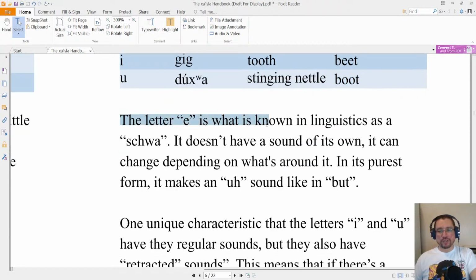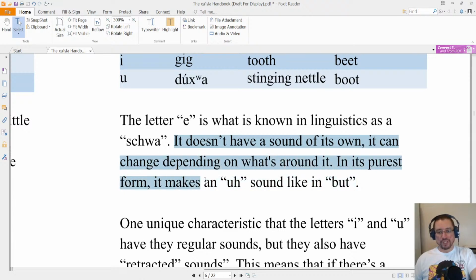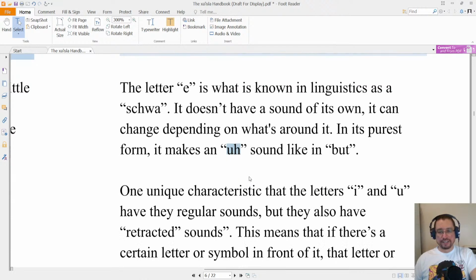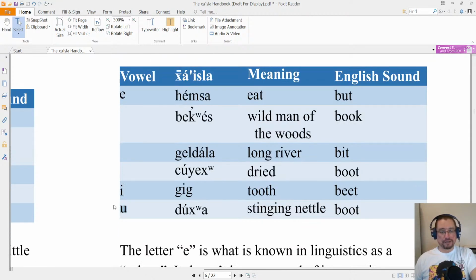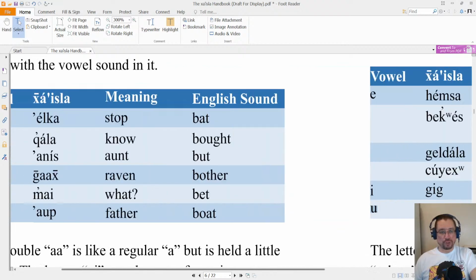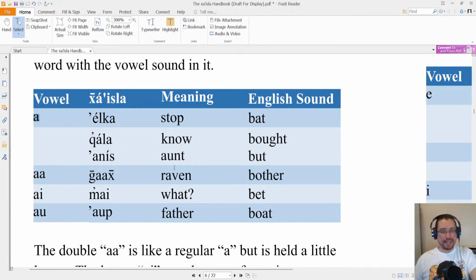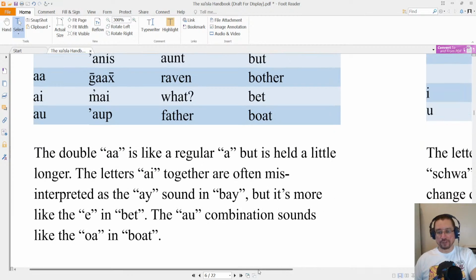So the letter E is what is known in linguistics as a schwa. It doesn't actually have a sound of its own. It can change depending on what's around it. In its purest form, it makes an uh sound like u as in but. So I kind of call this like the default sound. The default sound of the letter E in xa'isla is just like the default sound for I is E. The default sound for U is U. The default sound for A is ah and so on and so forth.